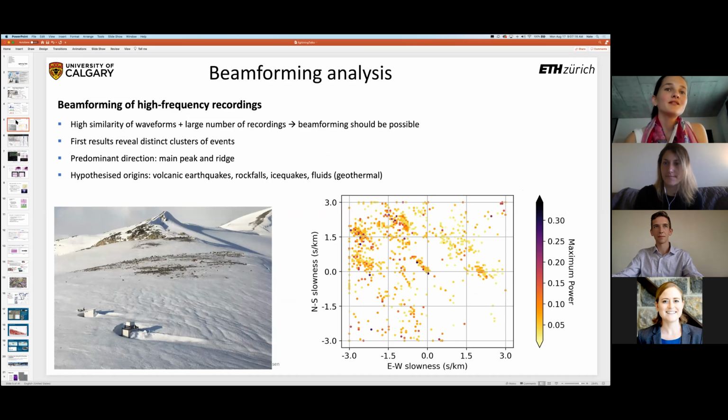Each dot in the figure on the right represents the beamforming results of one event. We can see some very distinct clusters of the events, and that the predominant direction is still in the direction of the main peaks of the volcano. So these events could be volcanic in origin, but they can also be earthquakes, rock falls, ice quakes, or fluid movement. So this is what we've been looking at.